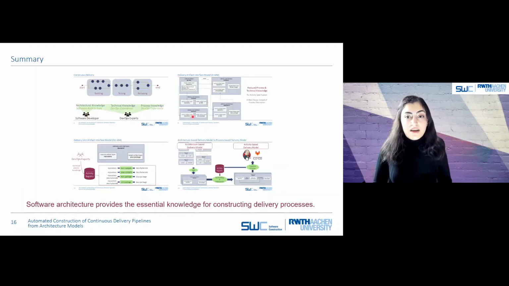Therefore, we defined an architecture-based way of modeling which reduces the required process and technical knowledge. However, this knowledge is not completely gone, but instead outsourced to an activity registry. With the help of this registry, we can then perform an automatic model-to-model transformation procedure, which in the end provides us with an activity-based delivery model that then can be executed by common delivery systems.